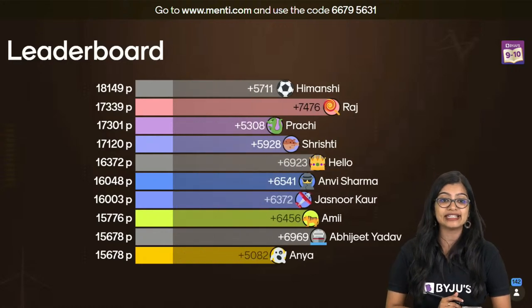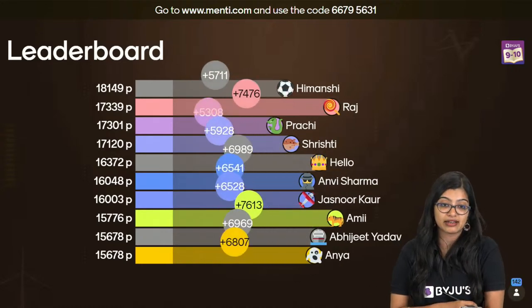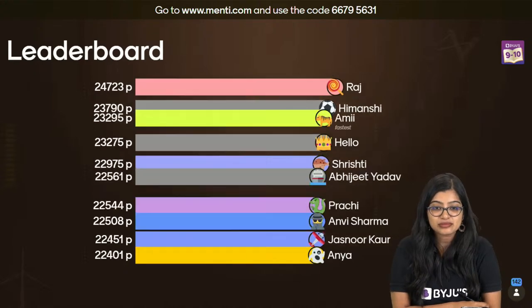Subcutaneous means, bachcha, it is under. That means it's beneath the skin, right? So that is what we mean by it.